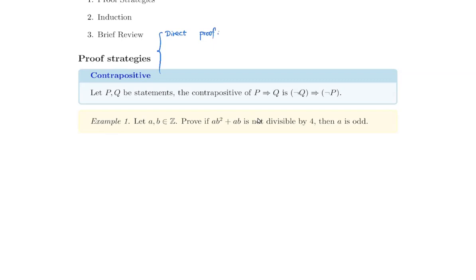An example of a direct proof would be something like, let m be a three-digit number.